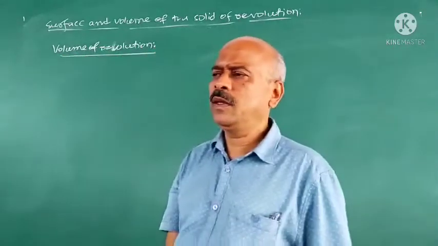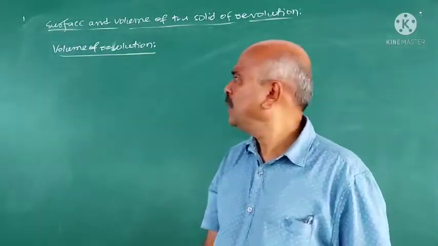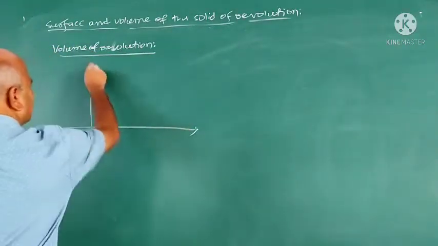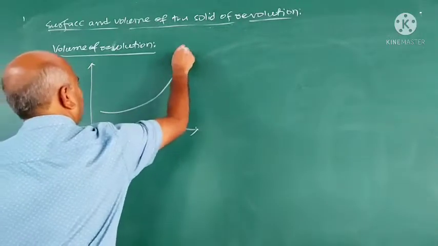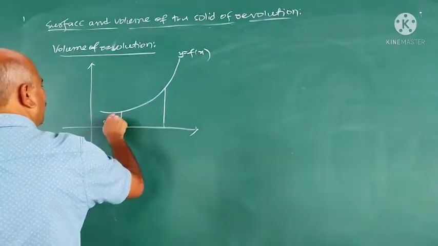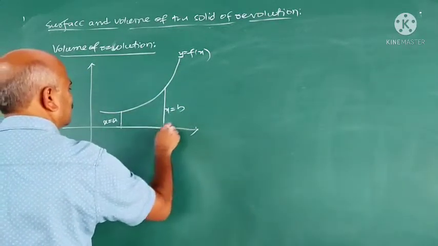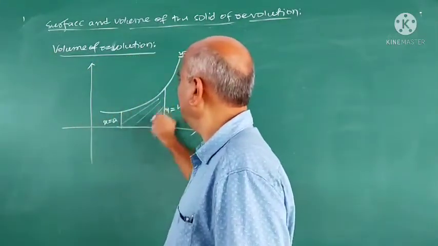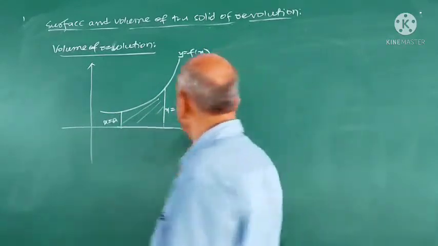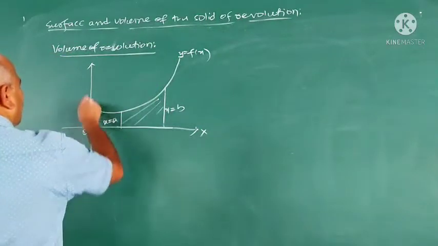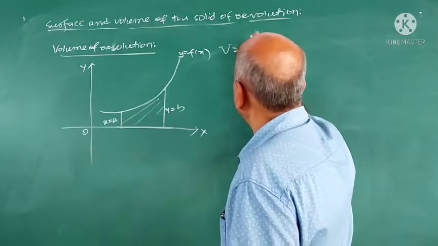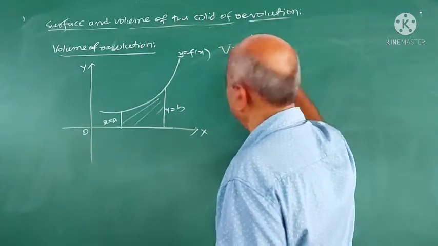Volume of the solid of revolution. First we consider Cartesian form. Suppose this is the curve y = f(x). Suppose this area, bounded by the curve, the two ordinates x = a, x = b, and the x axis, is revolved about the x axis. Then we will get a solid, and the volume of that solid, which I denote by V, is given by the integral from a to b of pi y squared dx. This is the formula.